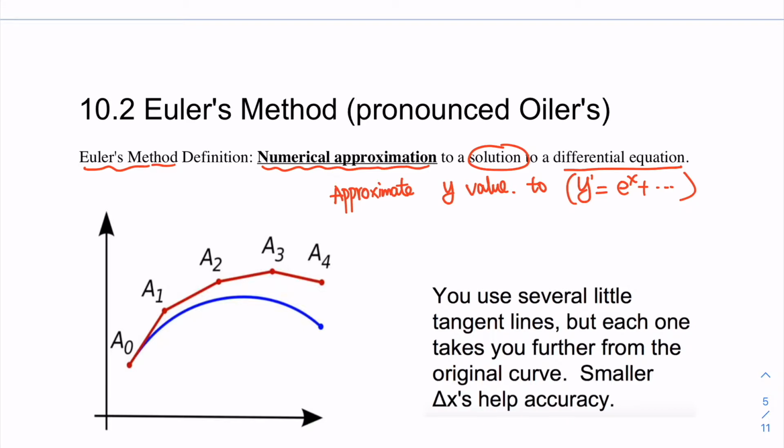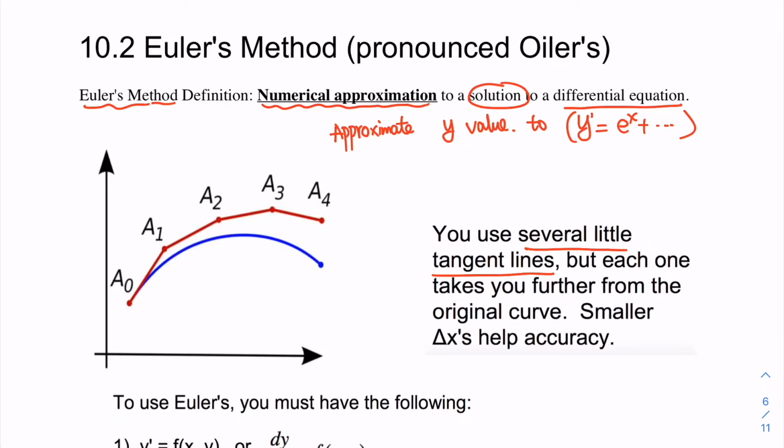For Euler's method, we are trying to use several little tangent lines to approximate. We are going to follow the tangent lines to approximate the y value. Let's have a look at the picture on the left. Given any initial point, we find the slope at the point. We follow the slope. We go delta x. That's our step size. We reach a1, and at a1 we find the slope. We follow the equation of the tangent line. We get to a2, and then we find the slope again. We get to a3 until we get to the point we need.